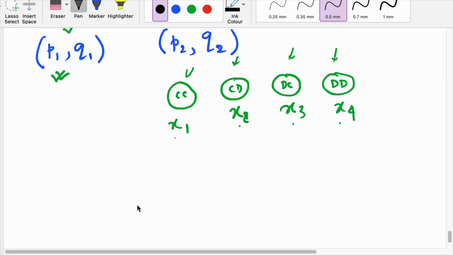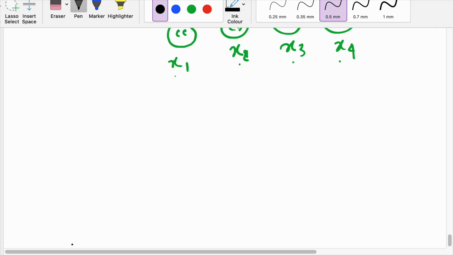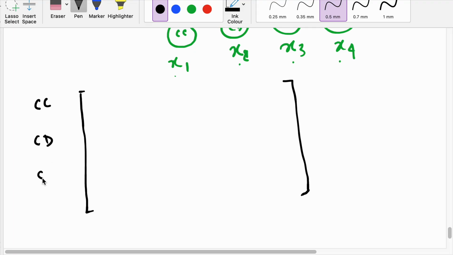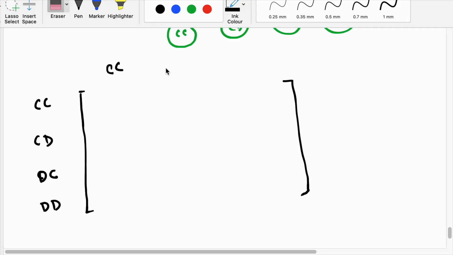And to calculate it, we have to write a transition matrix. So the transition matrix is this way. This will be a huge matrix. Let me write only a few elements, and show how you can calculate the whole element. Here CC, this will be CD, this is DC, this is DD.